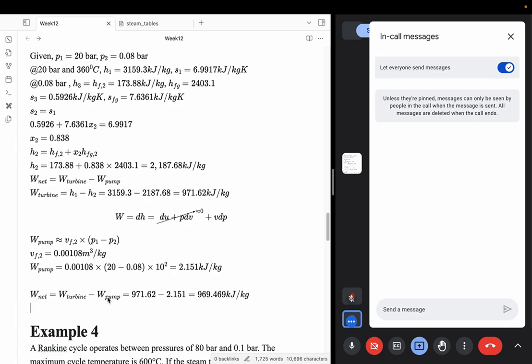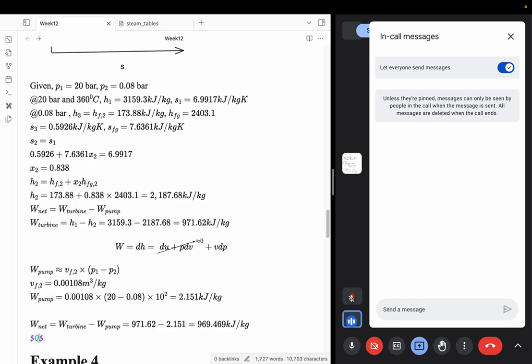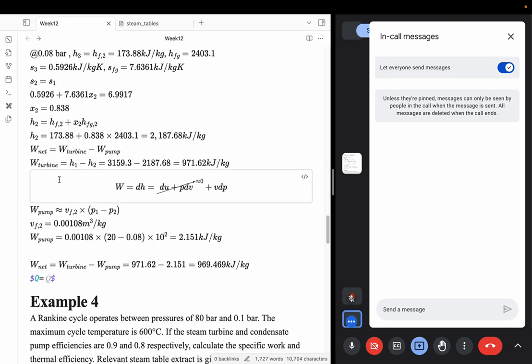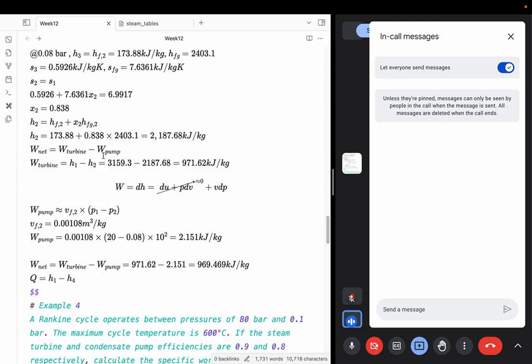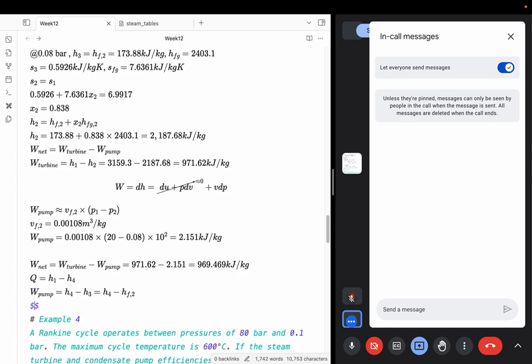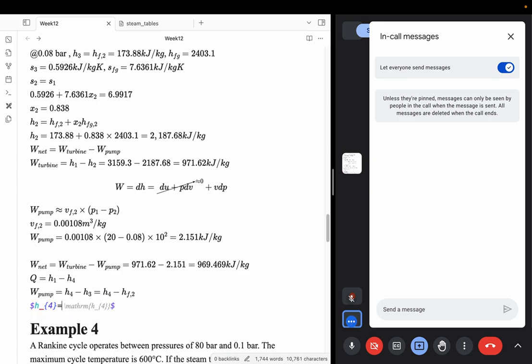Okay, now to determine the efficiency, I need to calculate the heat supply. So what is the heat supply to the boiler? The heat supply to the boiler is H1 minus H4. So how do I calculate H4? Just as we said, work done is basically dh. So the work done by the pump will be H4 minus H3, and H3 is basically HF2. So from this relation, we can calculate H4, which is HF2 plus the work done by the pump.